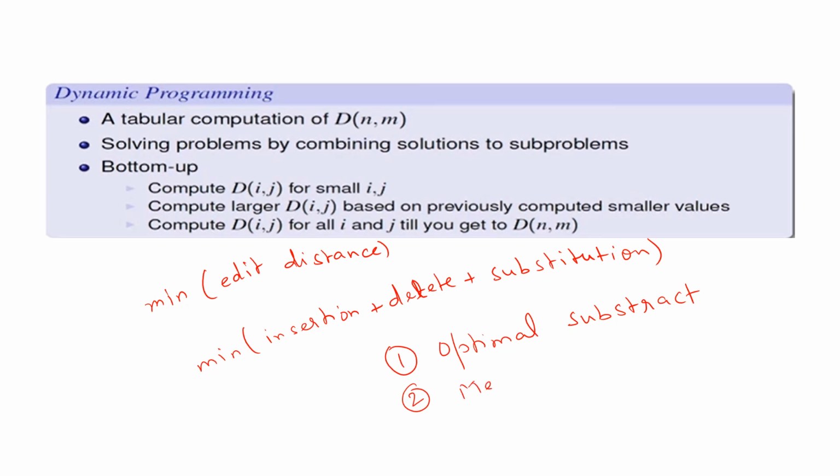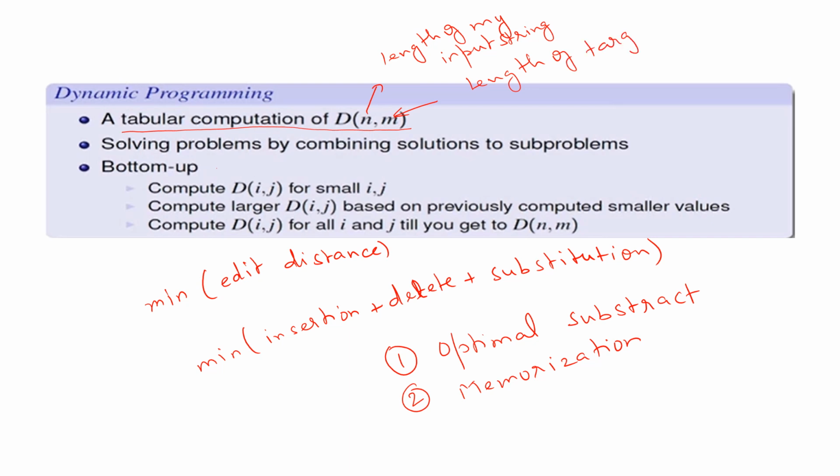Second thing, I want memoization. Memoization is I want to maintain my computation in a table. That is what is written here. So the size of my table in case of edit distance is d of n, m. n is the length of my input string, and m is the length of the target string. I want to go from the input string to the target string. So at maximum I need to replace n characters with m characters.